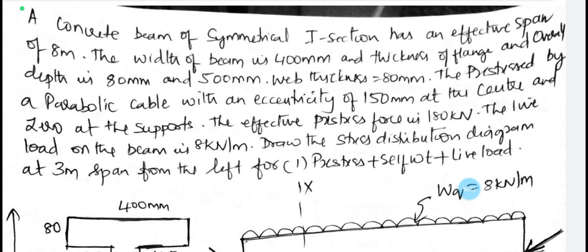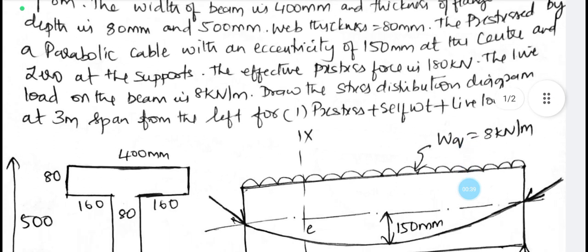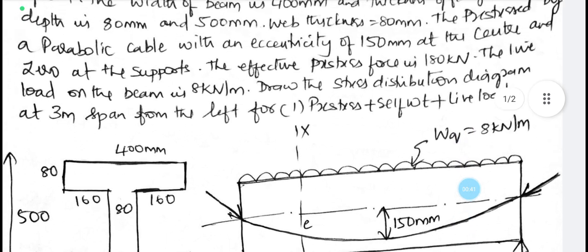The live load on the beam is 8 kN per meter. Draw the stress distribution diagram at 3 meter span from the left for the condition pre-stress plus self-weight plus live load. For the given data, the first step is always to draw the sketch rightly. For the given data, let us draw the sketch.